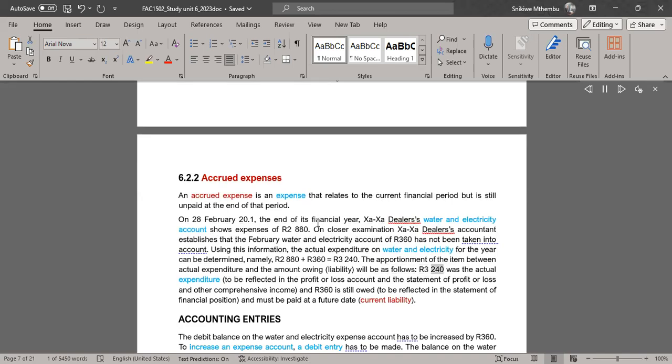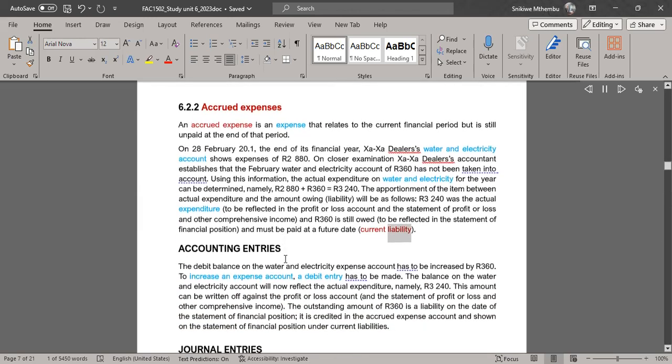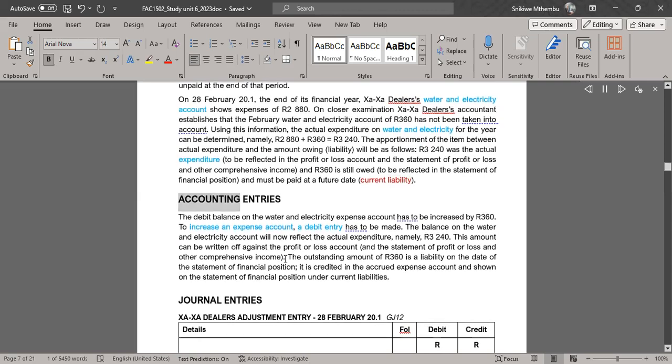The apportionment of the item between actual expenditure and the amount owing, the liability, will be as follows. R3240 was the actual expenditure, to be reflected in the profit or loss account and the statement of profit or loss and other comprehensive income, and R360 is still owed, to be reflected in the statement of financial position, and must be paid at a future date: a current liability. Accounting entries.